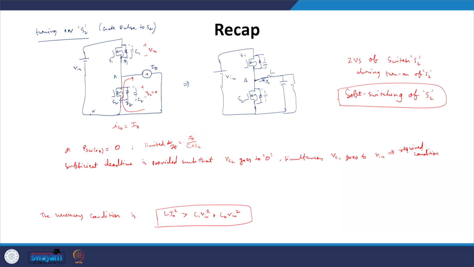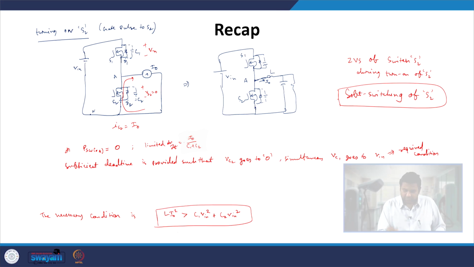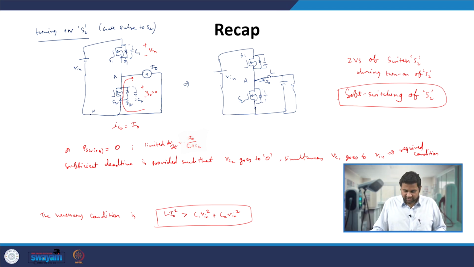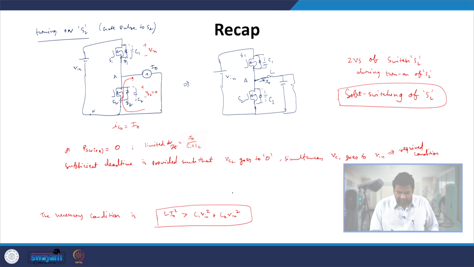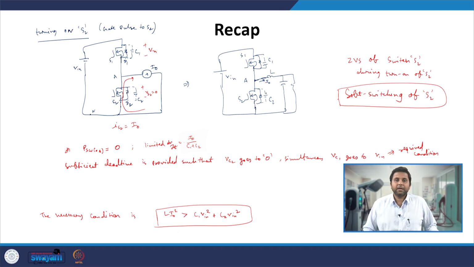In this scenario, we know that the output of the half bridge will always be connected to the inductor L, and the current through the inductor cannot stop abruptly, so it will find a path. That's why it has to connect at the pole of this half bridge. Because of that, the necessary condition to ensure that C1 charges from 0 to Vin and C2 discharges from Vin to 0 is that L I0 square must be greater than C1 Vin square plus C2 Vin square, where C1 and C2 are the device output capacitances. That is the necessary condition.